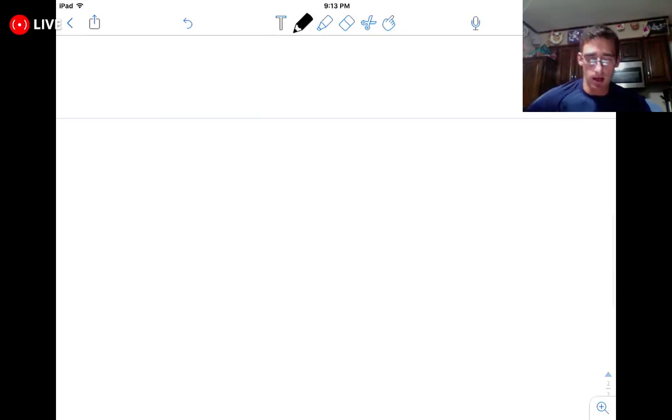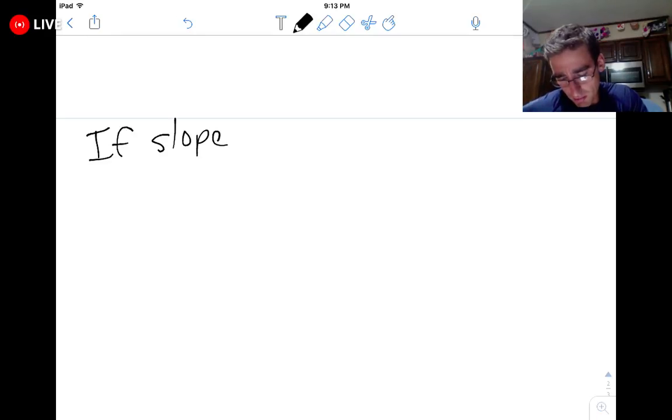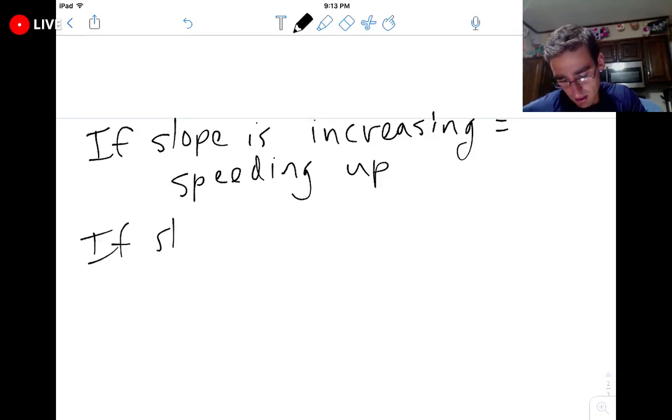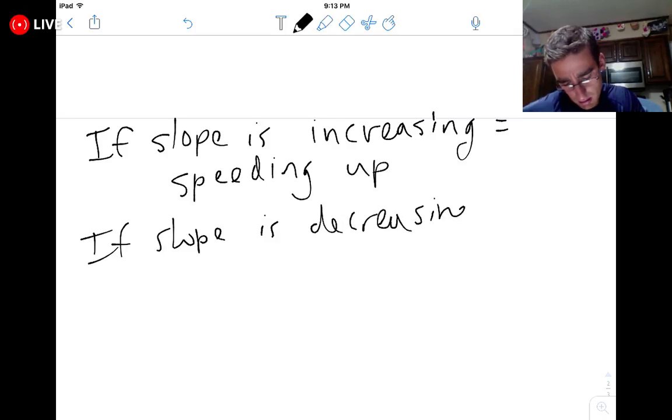All right, so the next rule is for the position graph, if the slope is increasing, that means the velocity is speeding up. If the slope is decreasing, that means that I'm slowing down.